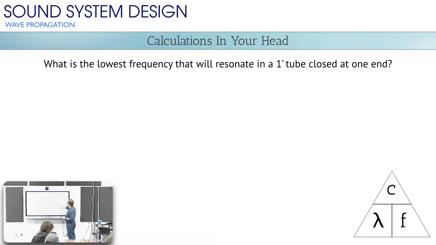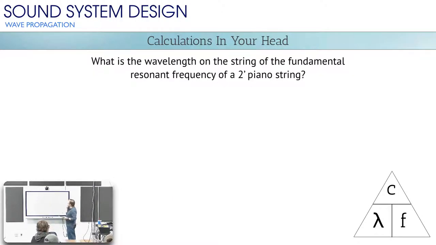Let's see what our next one is here. What is the wavelength on the string of the fundamental resonant frequency of a 2 foot piano string? Okay, so piano string over there. Now, I'm not having you calculate the frequency here because the frequency is a bit more complicated on something like the piano, because the thickness and tension of the string are also a factor, and that math is quite a bit more complicated. But the wavelength, we can figure that out if we know what the frequency is.